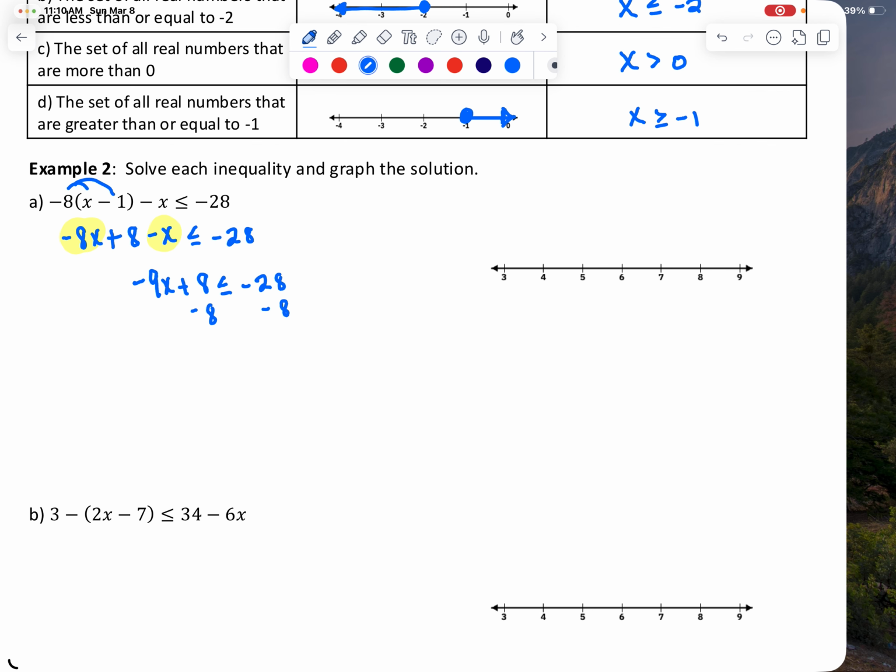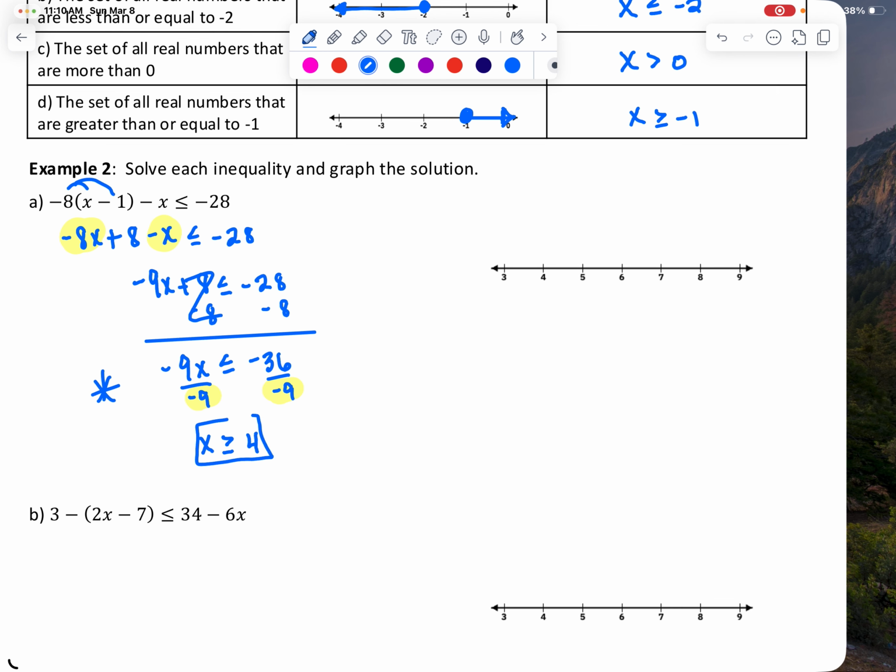Subtract the 8 to give us -9x. This term would zero out. -28 plus -8 is -36. And then divide by -9. Now, here's where you have to be careful. Let me put a star here. When you are dividing by a negative, you must reverse the symbol in your final answer. So x would be greater than or equal to negative divided by negative is positive 4.